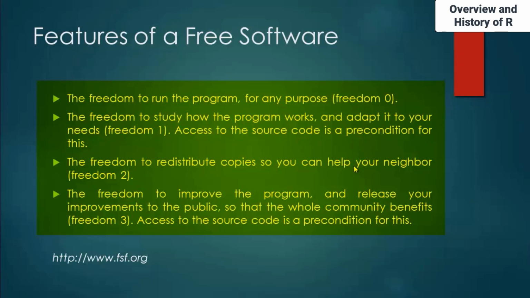The next level is freedom 3. This is the freedom to improve the program and release your improvements to the public so that the whole community benefits. This is the purpose of free software, to benefit other individuals and to support the open source community as well. Access to the source code is the precondition for this, as you would have guessed already.